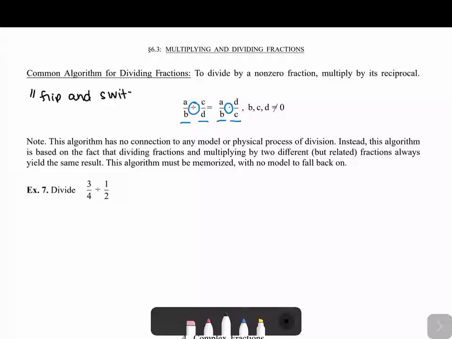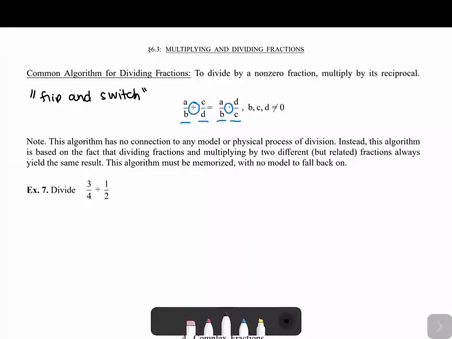So I'm sure you've heard some sort of mnemonic about this in your lifetime. And if not, I don't know where you went to school, because this is widely used. Mnemonics of this sort for concepts like this. So this is the flip and switch.